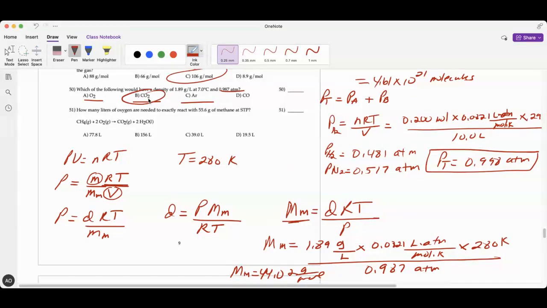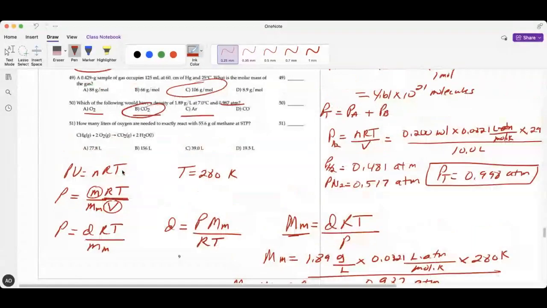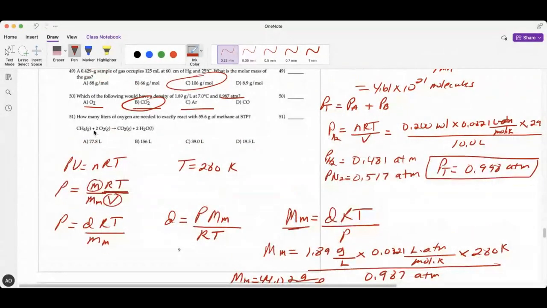And then we have one more to do. Okay, 6 of you are sticking with me. Oh, let's see. This is another stoichiometry one.